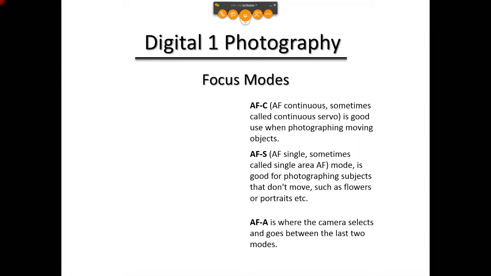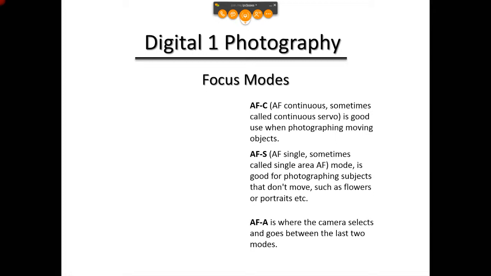So here's your different focus modes. You've got AFC, which is continuous, or servo, and it's basically good when you're photographing moving objects. So if you're shooting sports or a race or something like that, use continuous autofocus.